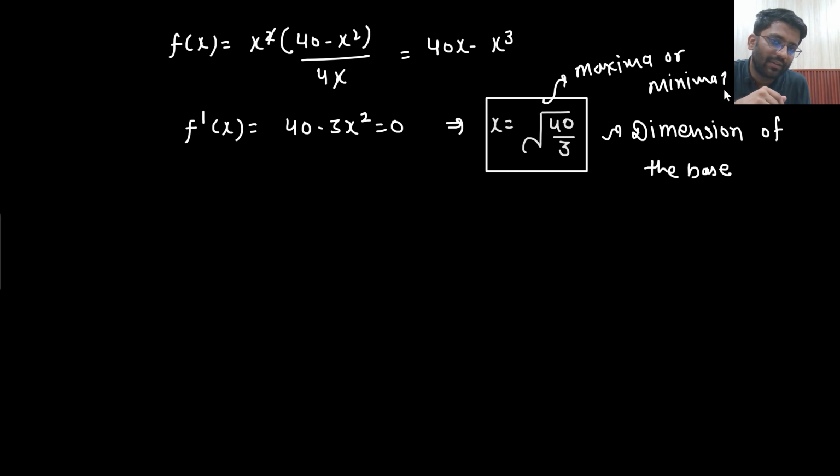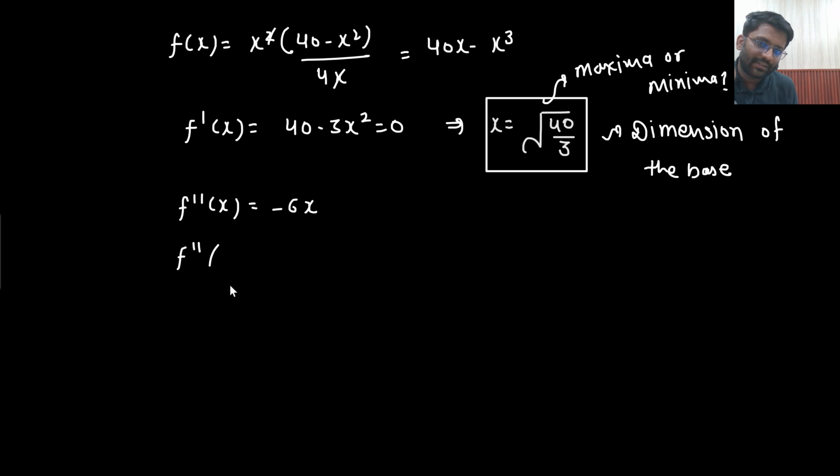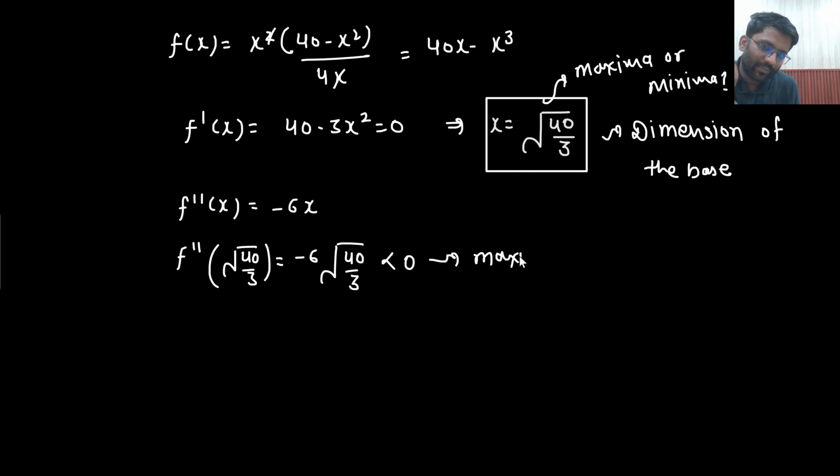So is it a point of maxima or minima? How will you check? You will apply the double differentiation test. This is the single differentiation. If I apply double differentiation, what will I get? Minus 6x. Here I put the value f double dash at under root 40 by 3. What answer will I get? Minus 6 under root 40 by 3, which is less than 0. What does that mean? Yes, it is the point of maxima only. That means yes, at x equals under root 40 by 3, you will get the maximum volume.